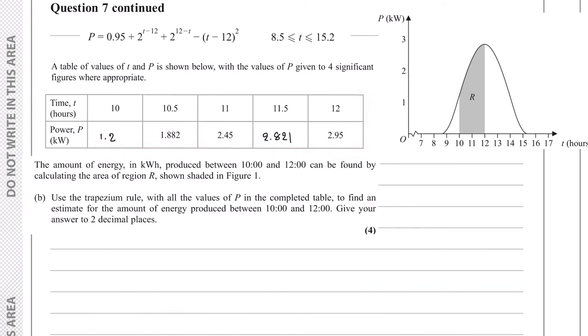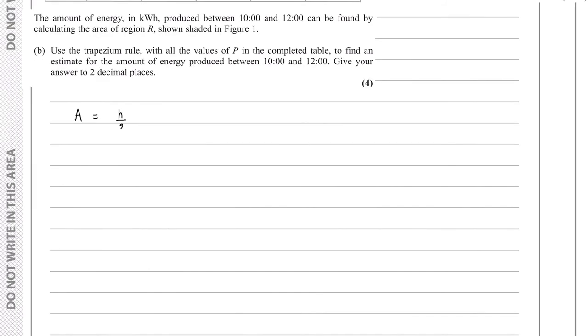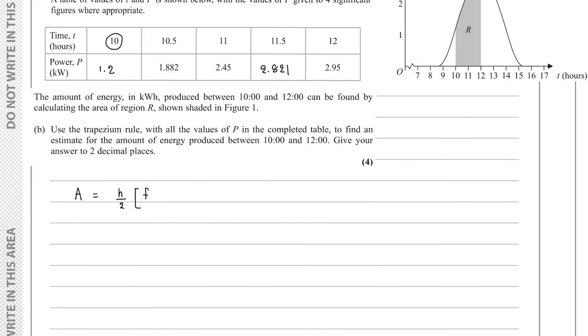And according to the trapezoidal rule, we know that the area equals h over 2 times f of the first point, which is f10, plus the function of the last point, which is f12, plus 2 times the function of the points in between. So this one, it will be 2 times f10.5 plus f11 plus f11.5. H represents the step between the two values of t. You can see that from here to here, it is 0.5, also 0.5 here. So that means h is 0.5.